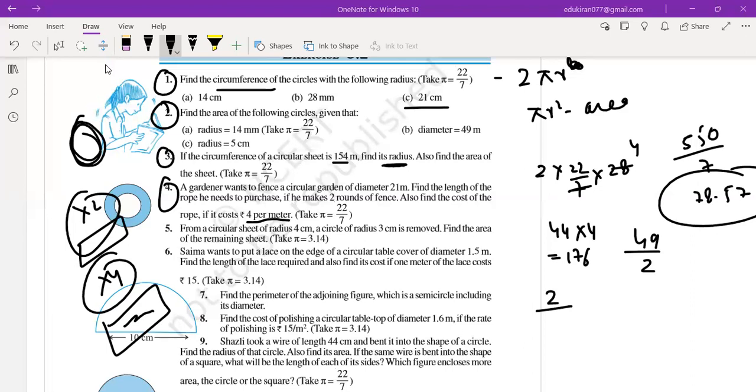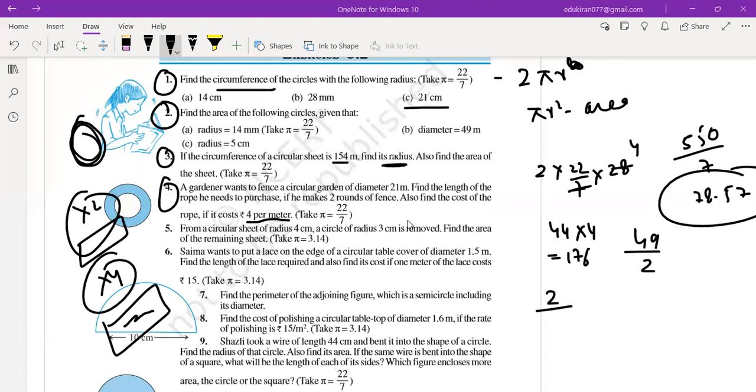Okay. So for the ones who found the circumference, now what he is saying is a gardener wants to fence a circular garden of this diameter. So find the length of the rope he needs to purchase. If he makes 2 rounds, you found the circumference that is for 1 round. Whatever answer you got, you will multiply that answer with 2. So that means it is for 2 rounds, right?